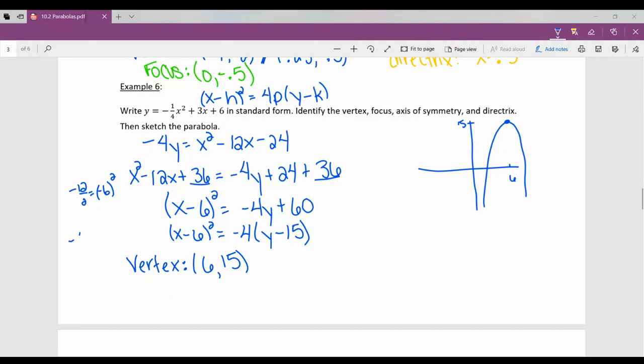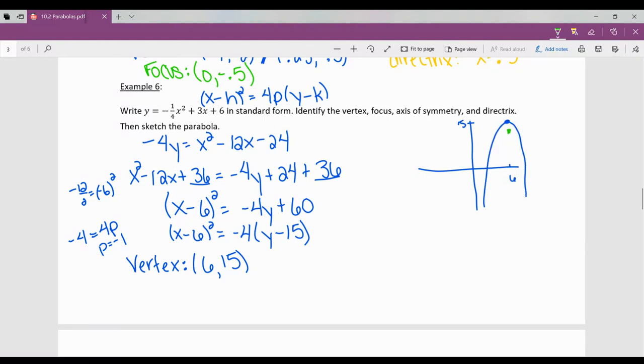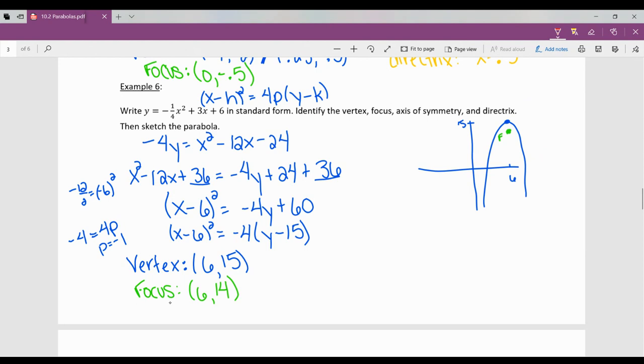So my focus is going to be, I take -4 and I set that equal to 4p, so p is going to equal -1. So my focus is 1 unit down. So if my vertex is at 6 comma 15, 1 unit down, the focus will be 6 comma 14. My axis of symmetry goes through, whoa, that was a wobbly line. Axis of symmetry is going to be x equals 6.